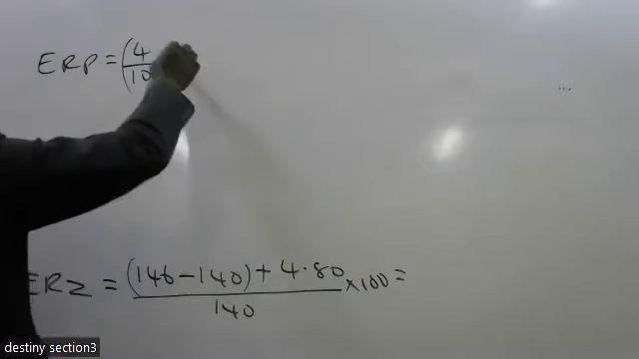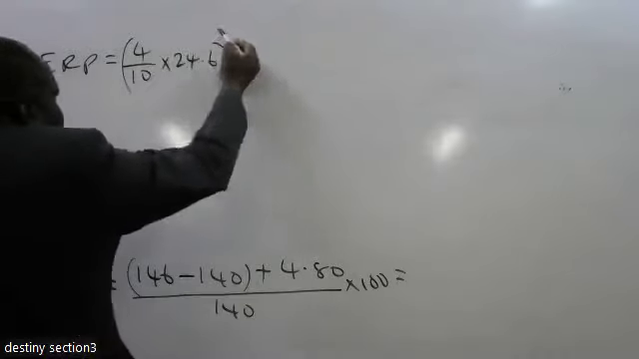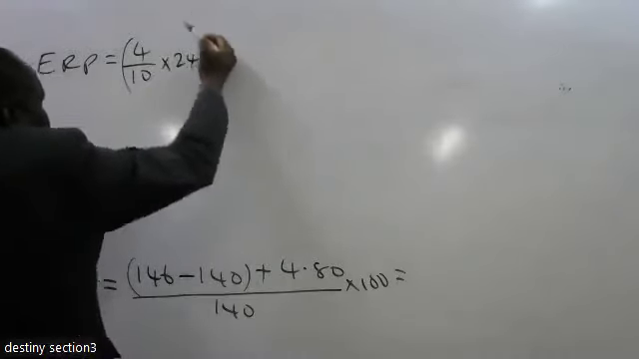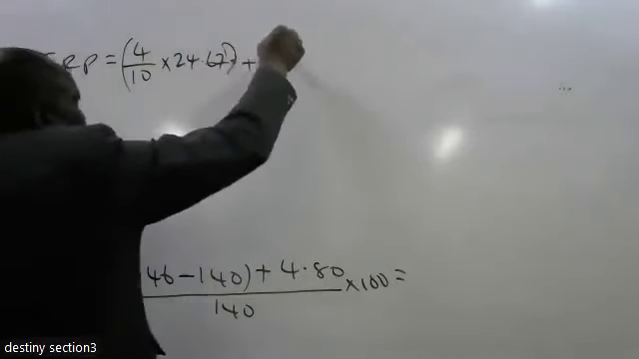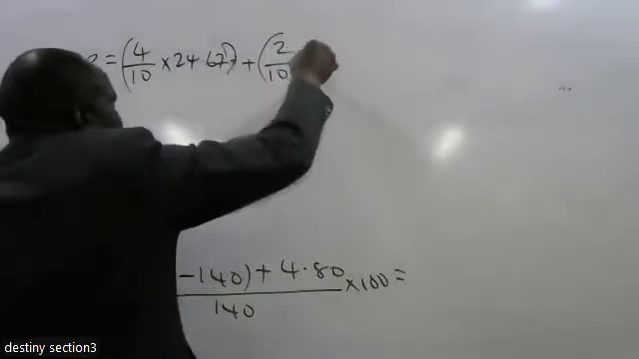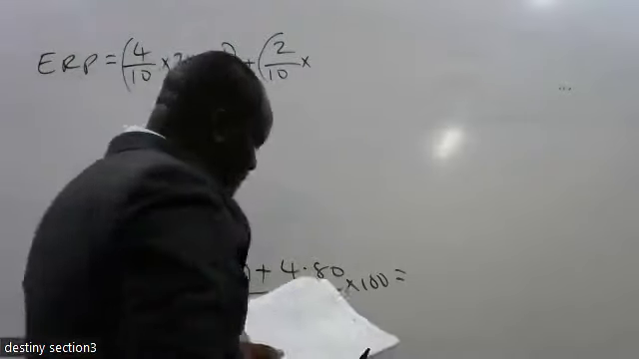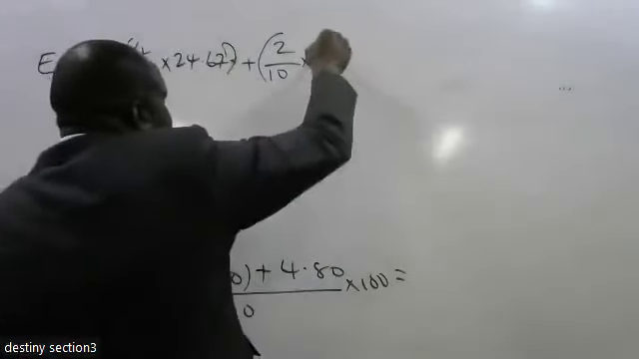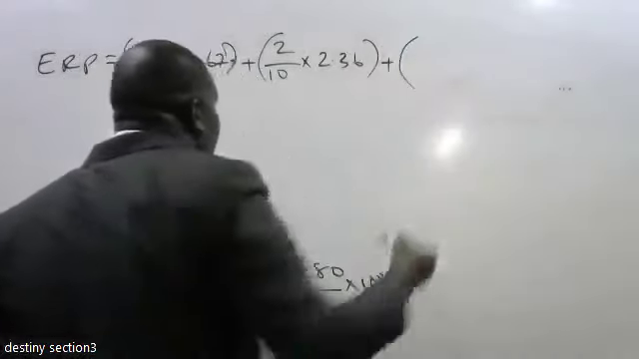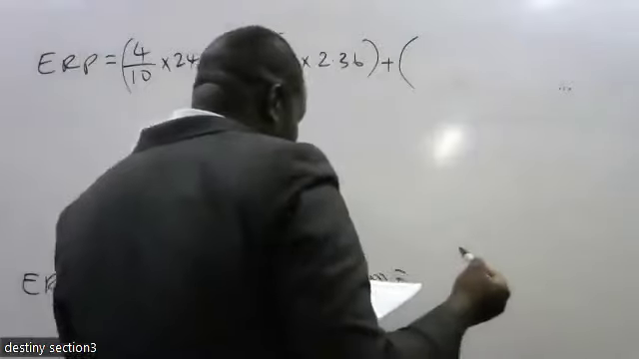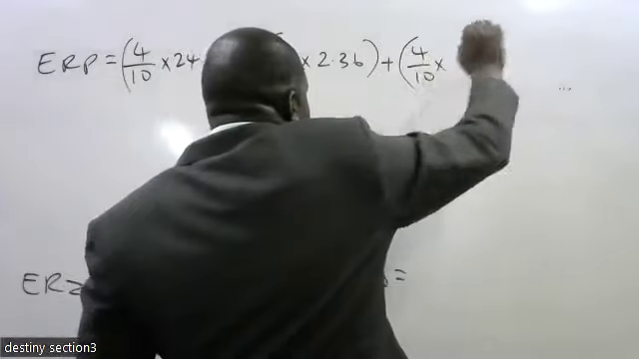24.6. Then we also add 2 divided by 10. But this one we multiply by what? 7. And finally, the last one is meant to be 4 over 10. And this one we multiply by what?